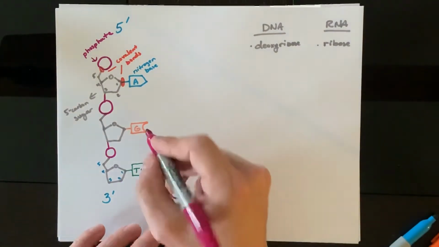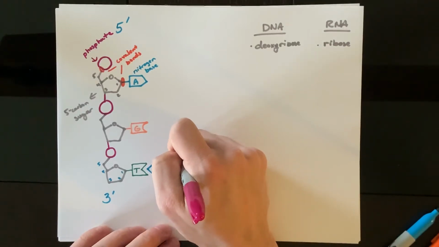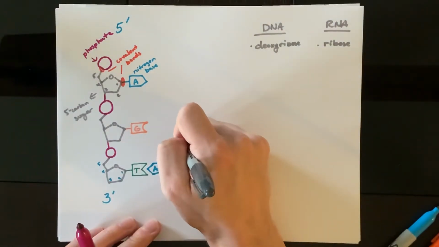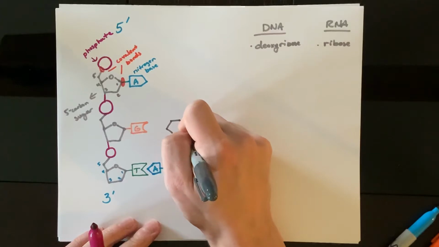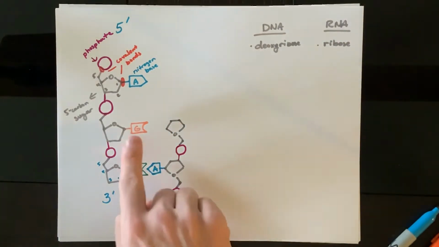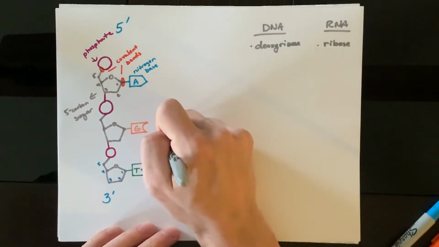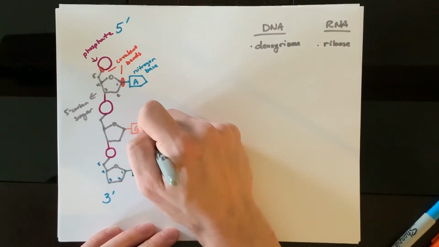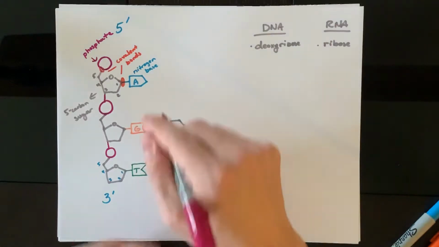And let me continue on here. We will make another nucleotide. And there's a G there. We'll make the C pink. Okay. So there's our C, and then one more nucleotide.